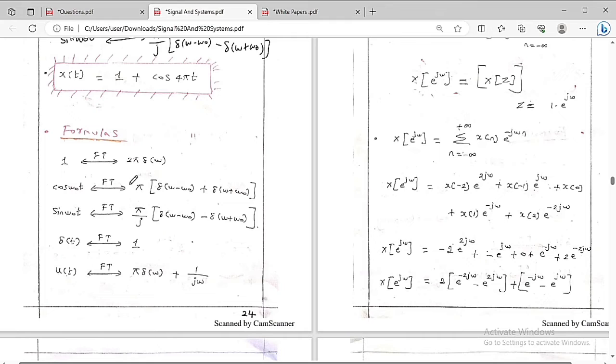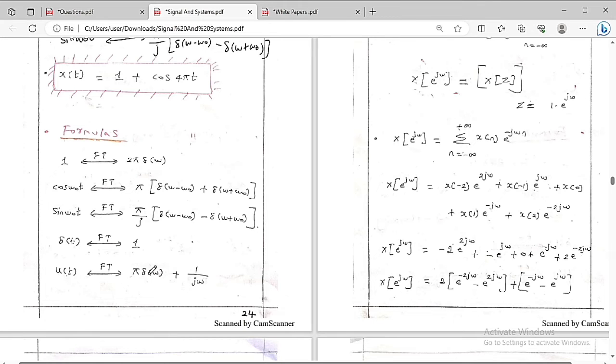Let me give you some more formulas also that you have to keep in your mind. For 1, the Fourier transform is 2 pi delta of omega. For cos omega naught t, it is pi times delta of omega minus omega naught plus delta of omega plus omega naught. For sin omega naught t, it is pi by j times delta of omega minus omega naught minus delta of omega plus omega naught. For delta of t, the Fourier transform is 1. And for u of t, the Fourier transform is pi delta of omega plus 1 by j omega.